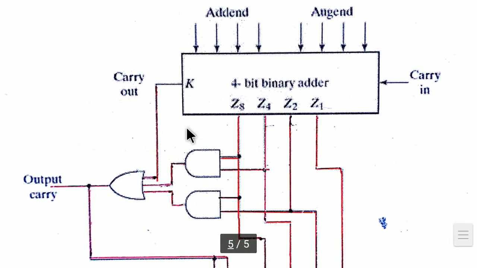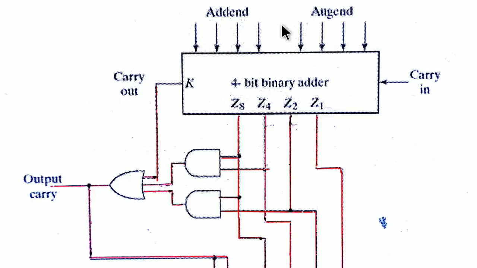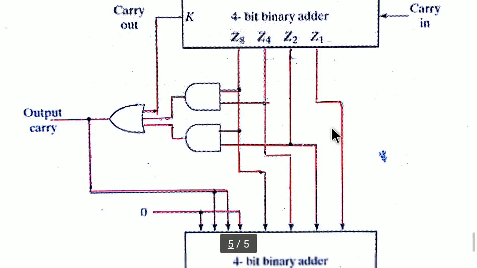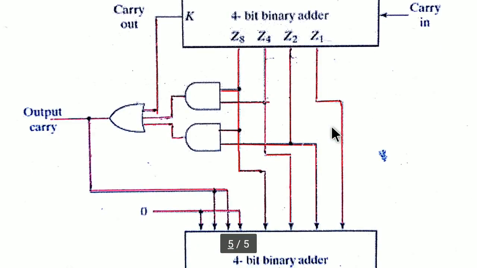Now let's go for the diagram, where this is my augend and this is my addend. Totally I have a 4-bit value in this. The same way I have a 4-bit value in this. I have a carry here. What I am using is just a 4-bit binary adder. By doing this, I will get a binary output. In this output, I have to check whether it is coming under case 1 or case 2.